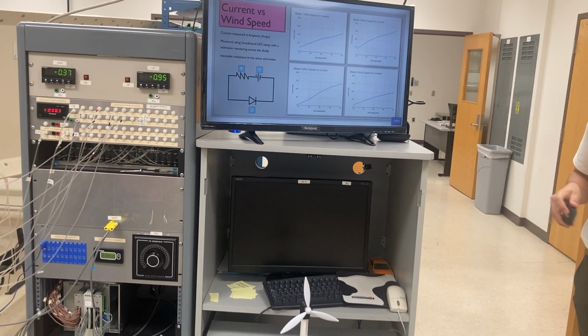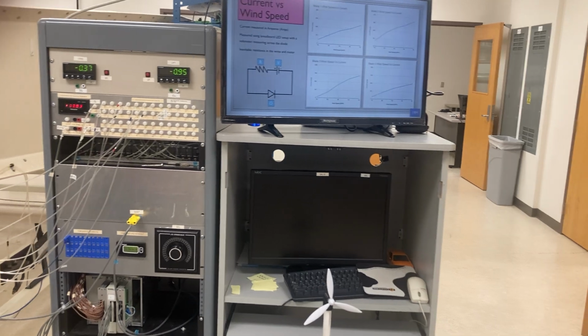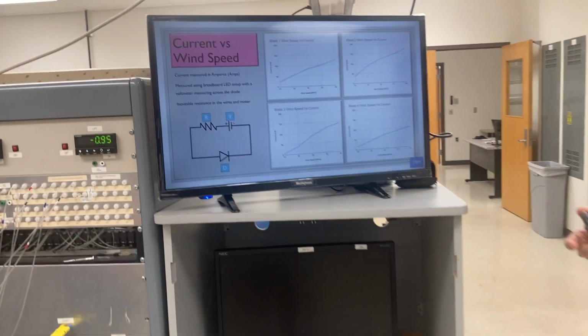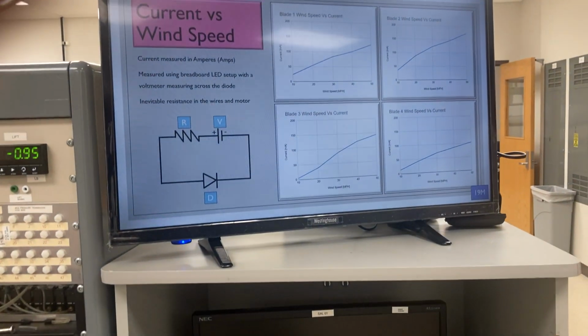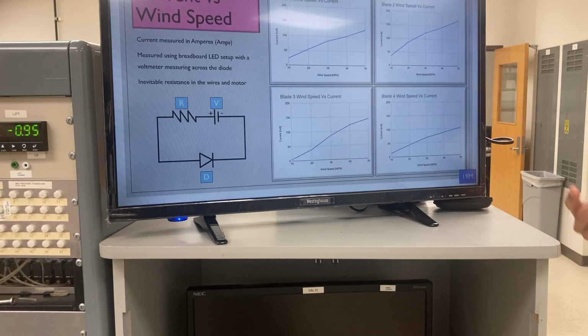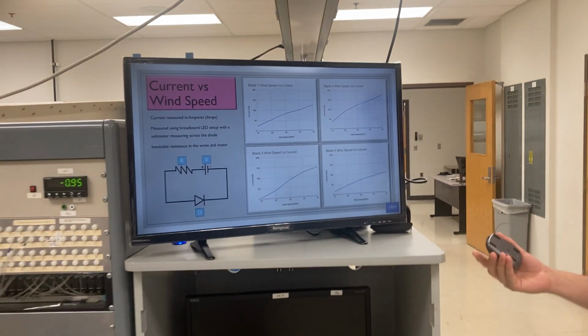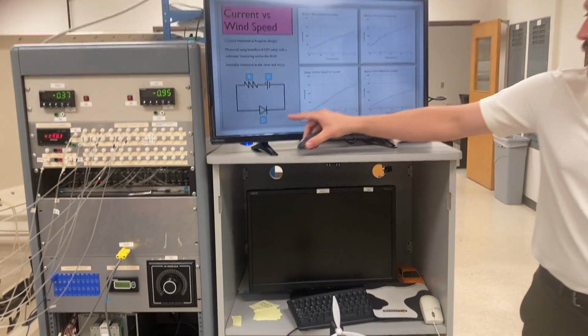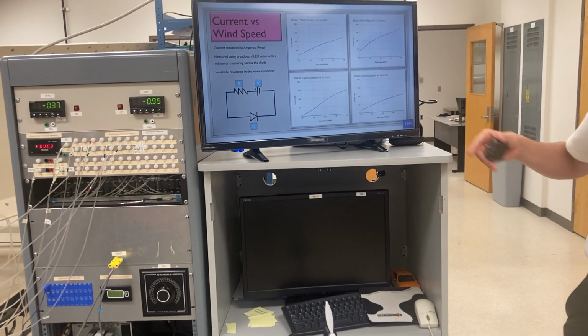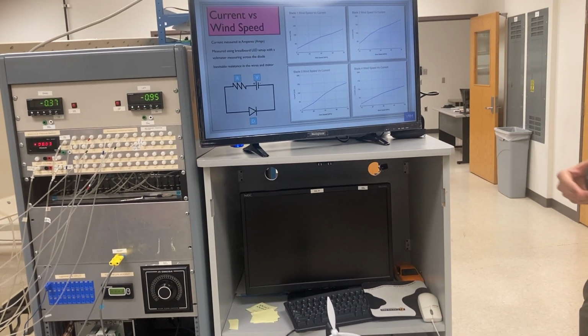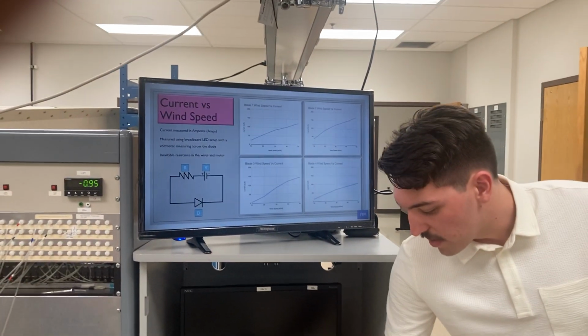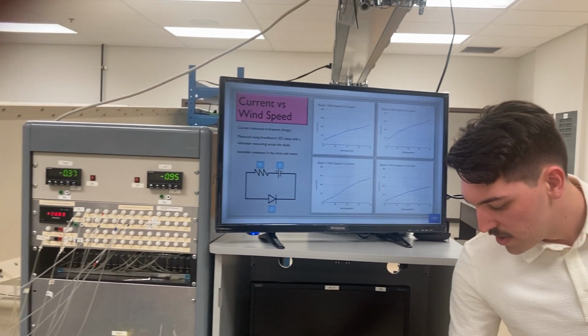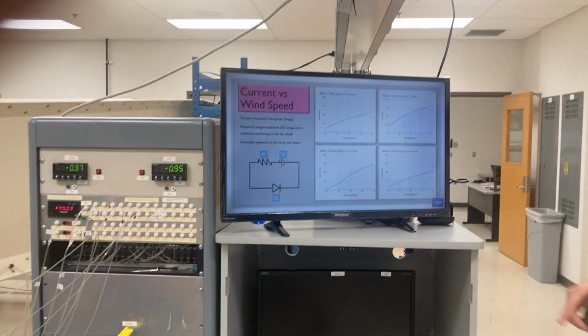We also plotted our current, and thanks to electronics, in electricity, voltage and current have a linear relationship to each other. So we would expect very similar graphs here, and that's exactly what we got. We actually drew the circuit out here, which we'll go into in the next slide, but current was measured in amps using the breadboard LED setup as shown right below here, and we had our voltmeter on both sides of the diode.